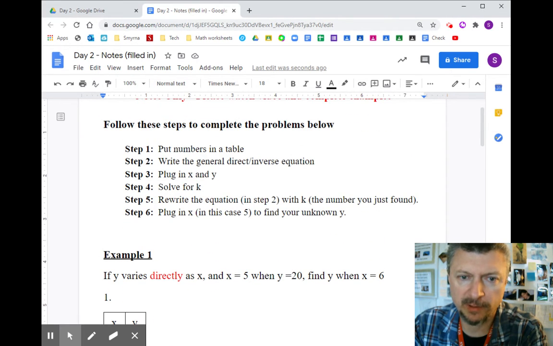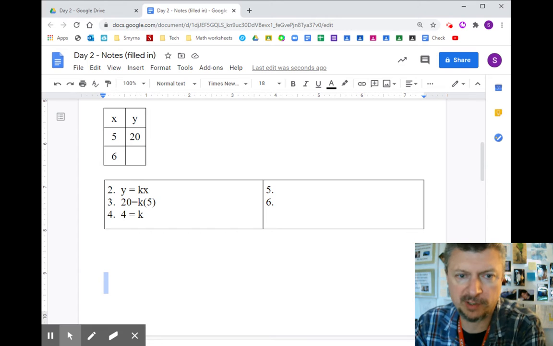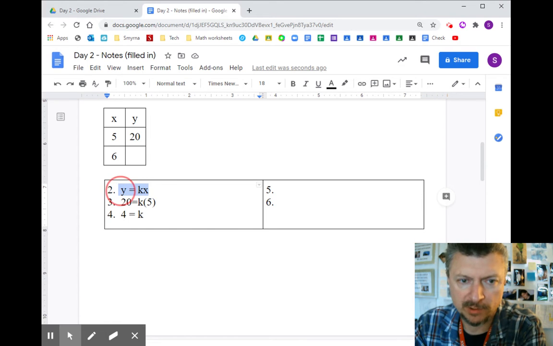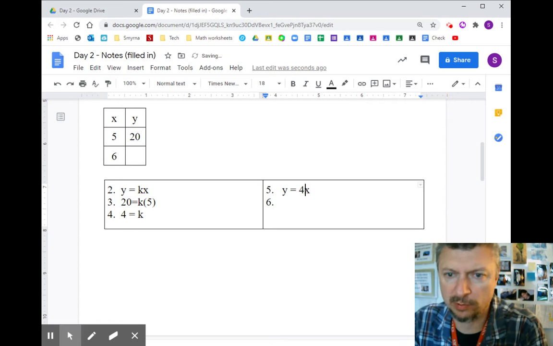Step 5, rewrite the equation in step 2 with k, the number you just found. So step 2 is this equation. So I'm going to rewrite it. I'm just going to copy it on right over here. Now we know what k is, right? So instead of having k here, we're going to put a 4.